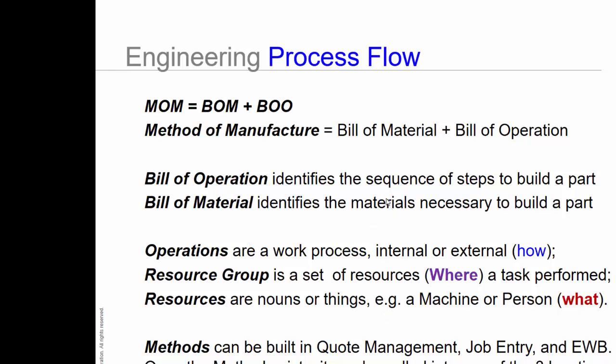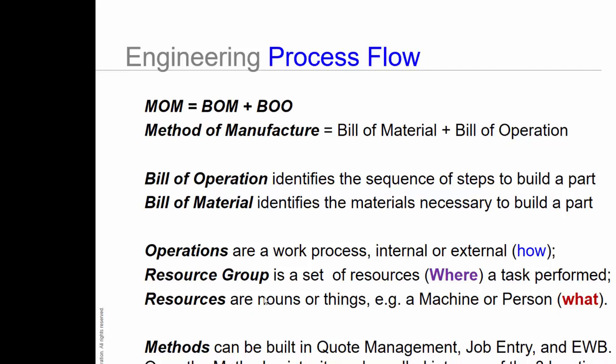The most important thing is that everything we build has to have a BOM, that is a bill of materials. All those materials need to be listed inside of Epicor in order for you to build a BOM. Bill of operations identifies the sequence of steps to build a part. Those need to be in Epicor before you can put an operation on a finished product. Operations are set up in the setup folder along with resources and resource group.